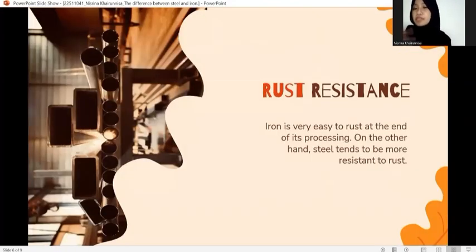The third is the difference between steel and iron in the field of rust resistance. Based on its resistance to rust, iron tends to oxidize more easily. In addition, iron is also very easy to rust at the end of its processing. On the other hand, steel tends to be more resistant to rust.